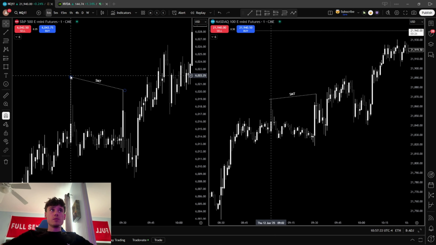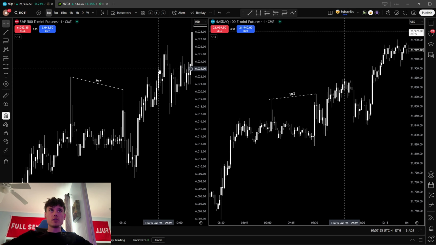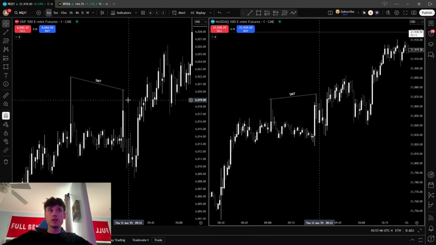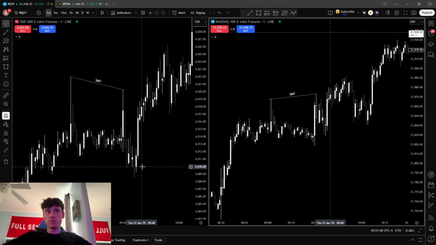Like for example, right here, we see an SMT in an uptrend. But right now, this SMT on NAS and ES is saying that the stock should go down, which of course it did, but a very small move.